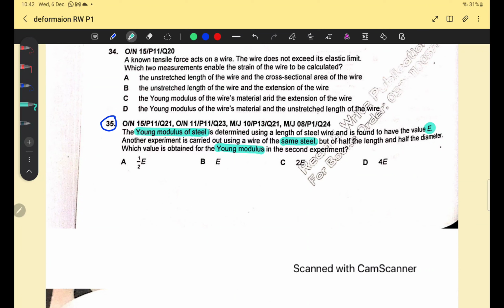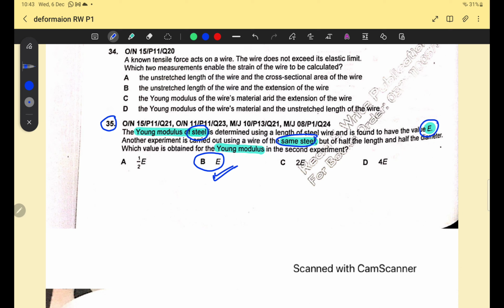In the first experiment, we used steel wire whose Young modulus is E. And in another experiment, the same steel wire is used, but length is half, diameter is half, and it has no significance. Length is half or double, diameter is half or double. The main thing is the value of Young modulus depends upon the material. If in the first experiment the material is steel, and in the second experiment the material is steel, so Young modulus will also remain the same, and the Young modulus will be E.